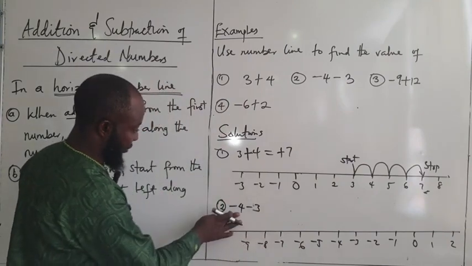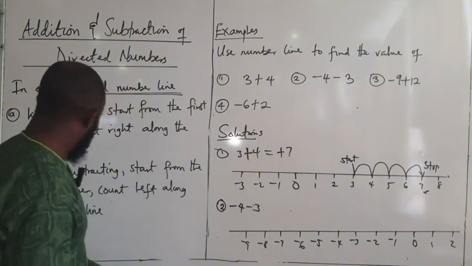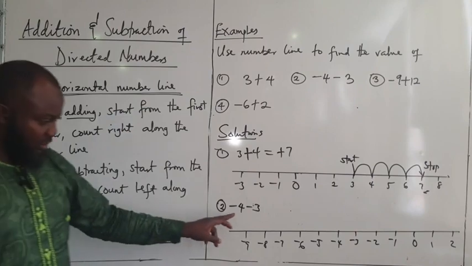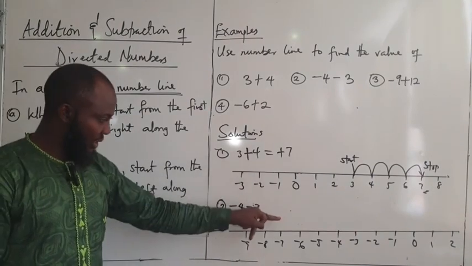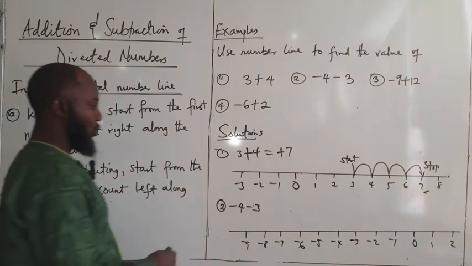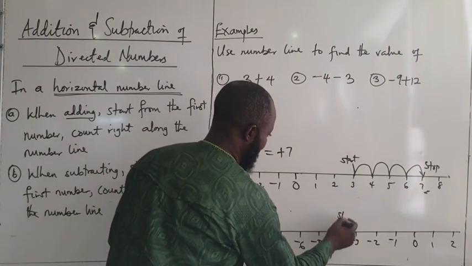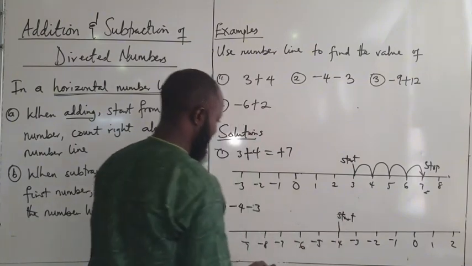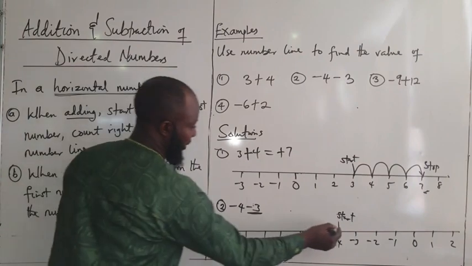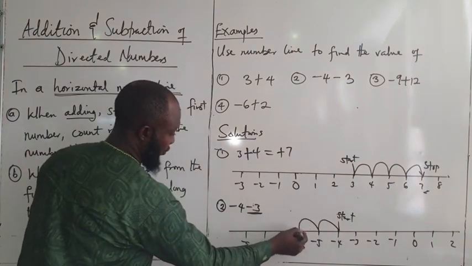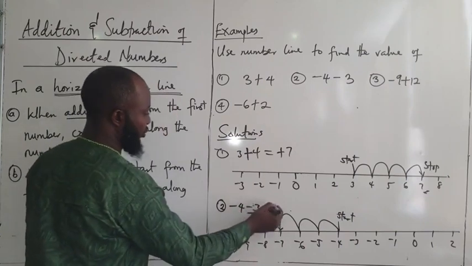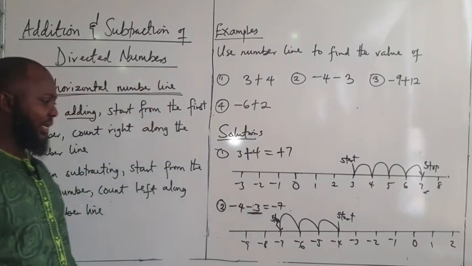So where are we starting from now? The first number. When subtracting, start from the first number. What's the first number here? Minus 4. Minus 3, that is, we now move to the left, 3 times. So we start here, then we count 3 to the left: 1, 2, 3. We stop at this place, so the answer is minus 7. I hope this is very clear.